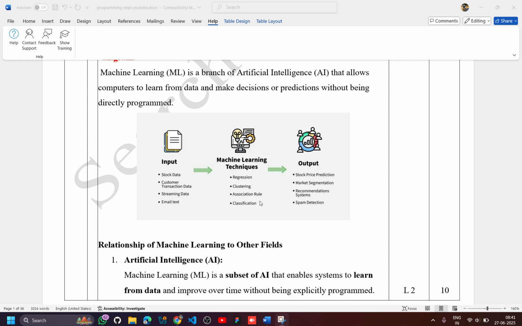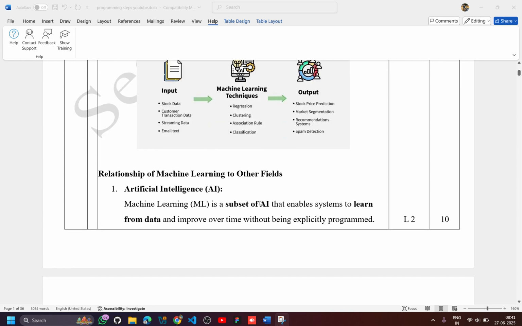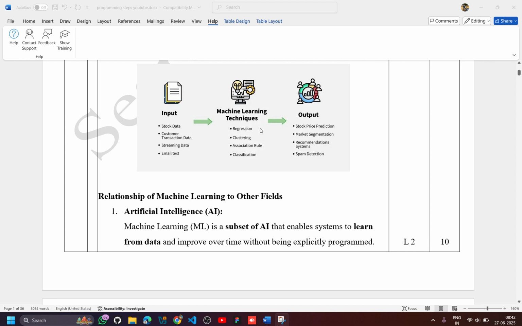Then association rules. Association rules means finding patterns like people who buy bread also buy butter. This is where association rules actually work. The last one is classification. Classification means putting things into categories like spam versus not spam. This is how classification works in machine learning. Each technique is chosen based on what problem you are trying to solve. After that, you go to the final thing, the output result.